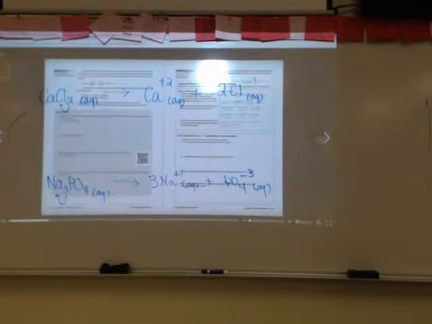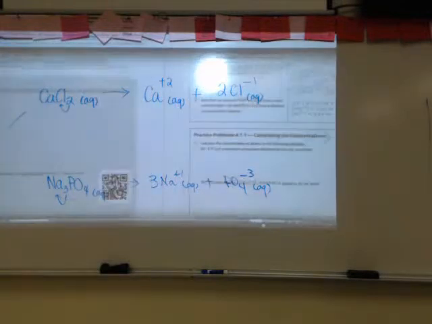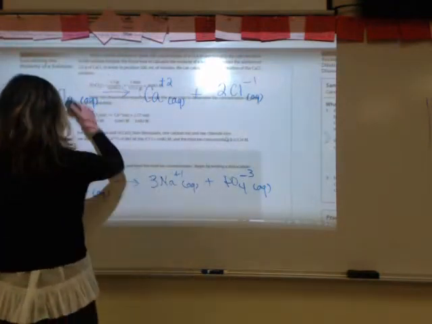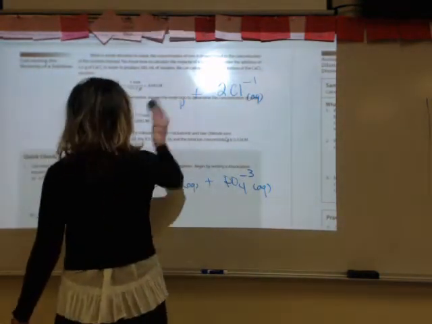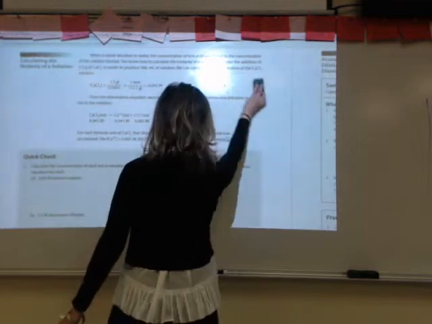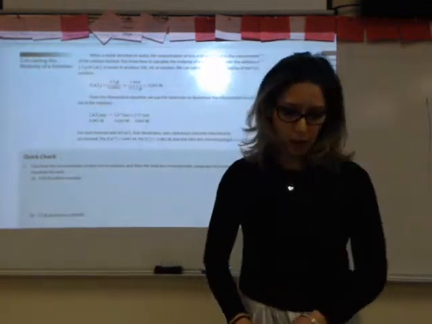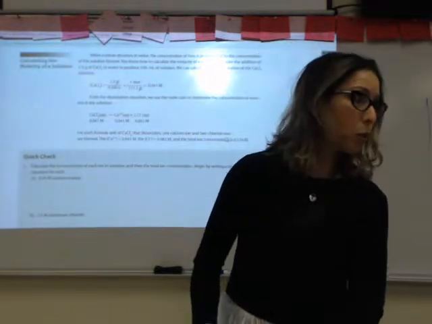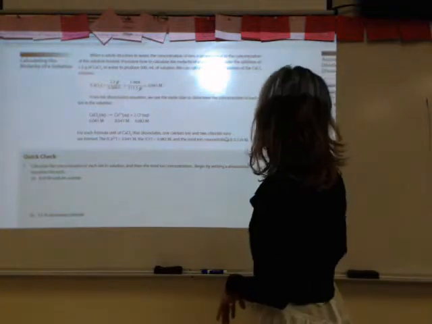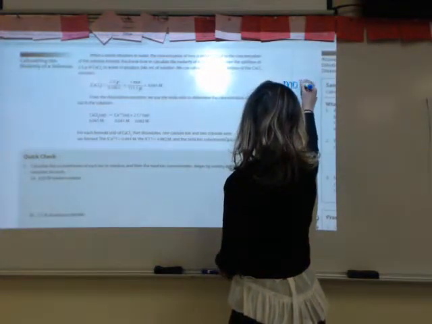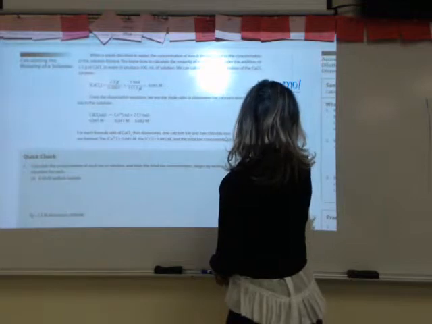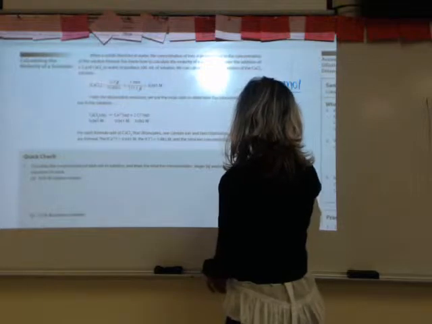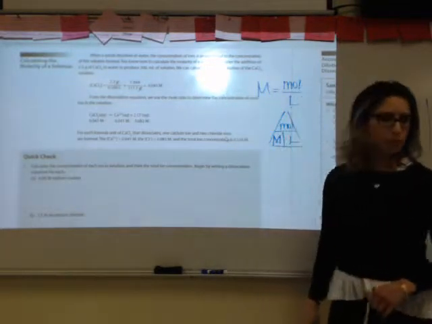Let's go to the next page. It's been a while since we've calculated molarity, so let's just review how to do this. When you're calculating molarity, it's moles of solute per liters of solution, right? And molarity is abbreviated with a capital M, right? And then you have the molarity triangle if you want to use it, okay?